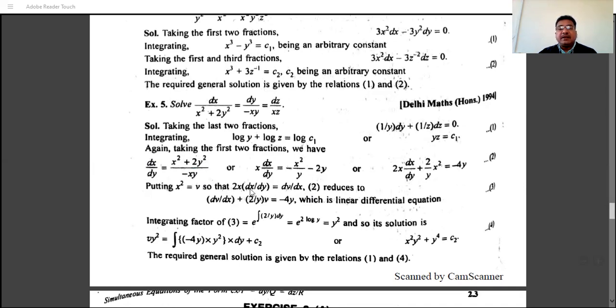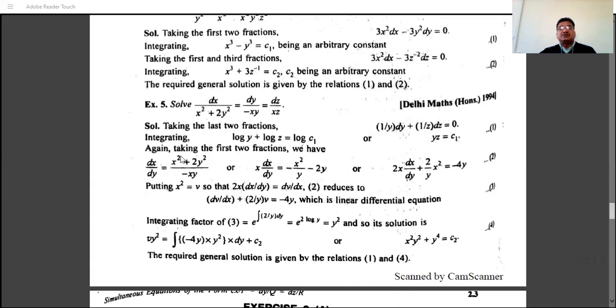So either apply this method, or after this substitution x square is equal to v, it is converted to a linear differential equation. By substituting x square is equal to v, it is converted, so y is equal to vx, or substitute y is equal to vx. The special method is what? Substitute y is equal to vx. Then the equation is converted to a linear differential equation: dv by dx plus 2 by y v is equal to minus 4y.